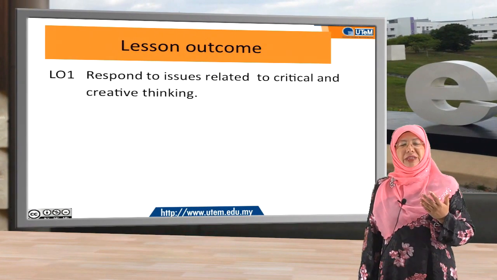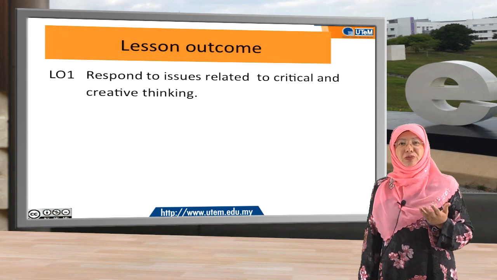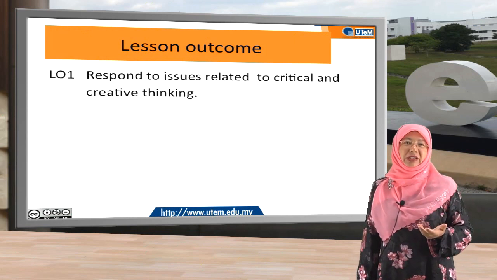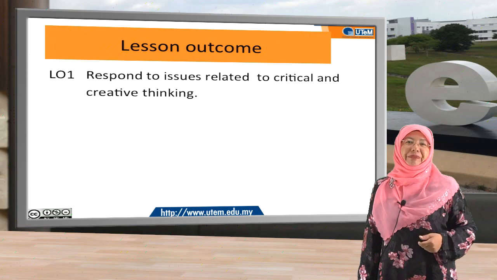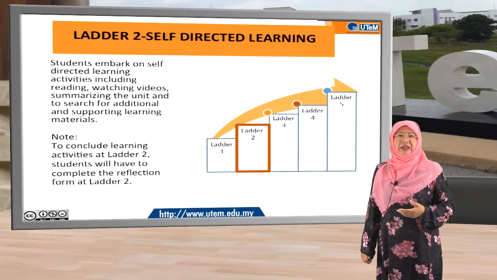So the lesson outcome today is that you can respond to the related critical and creative thinking lesson outcome. So what do you do in letter 2?